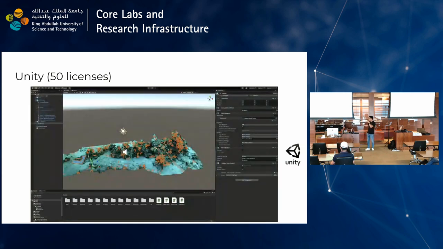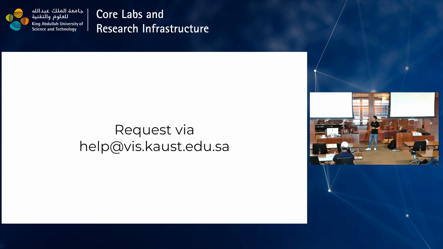And finally, we have Unity. This is how it looks. Again, it's a game engine. You use it for building games, right? And I put here 50 licenses. We have 50 educational licenses. But if you're just building something for personal use, you can use it for free. Okay, and I'll talk about it more later. And if you need help with using any of the software, you can send us an email, okay? Or just reach out to me.